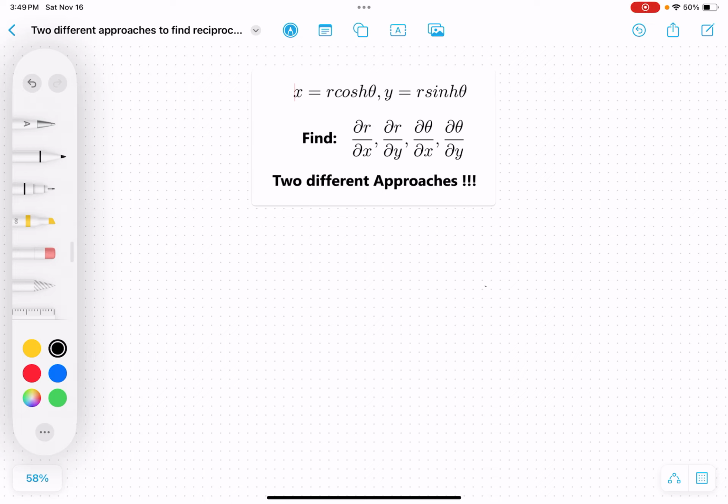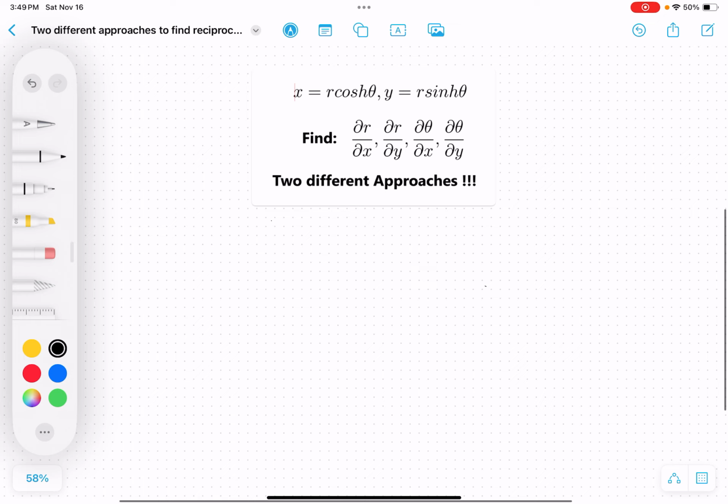So in this video, we will see two different approaches to how to find partial r by partial x, partial r by partial y, and such things in this case. Now, before going to the solution, we will play a little bit over here, right?